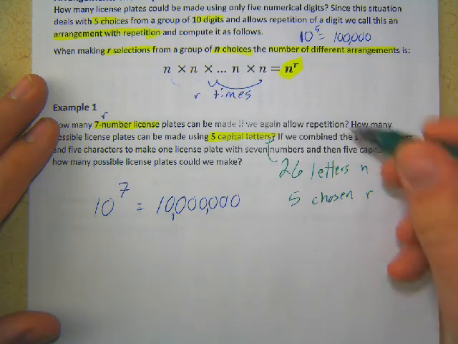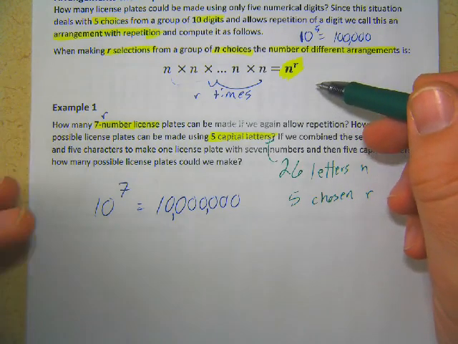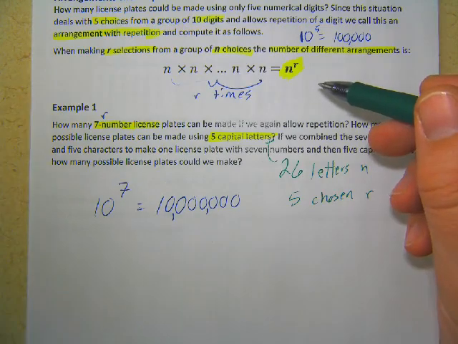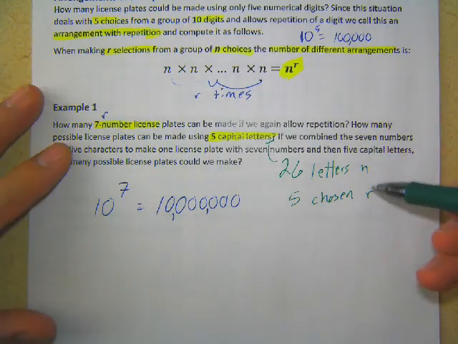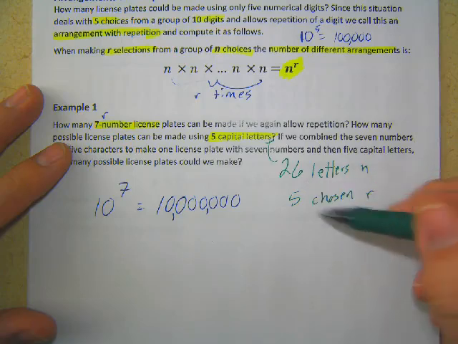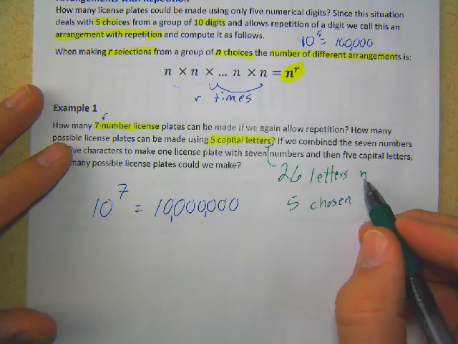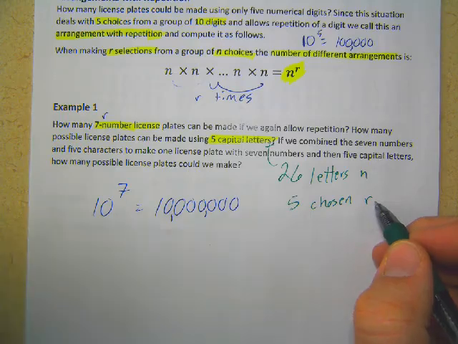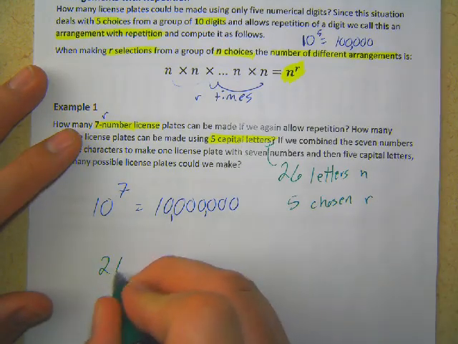The biggest thing people mess up with this formula is, one, using it when there's no repetition allowed. This only works if you're allowed to repeat. And two, switching n and r. So just make sure you keep track of which one's which. Remember, n is how many you can choose from, and r is how many you're actually choosing. So this one would be 26 to the 5th.